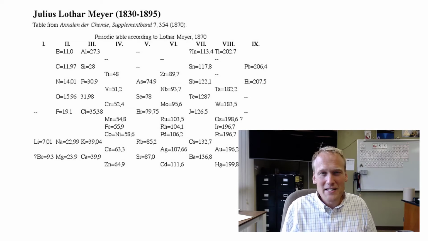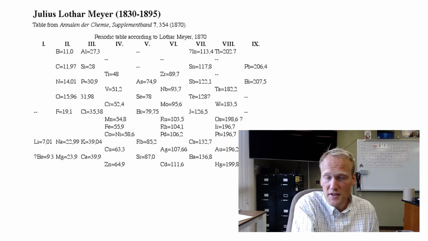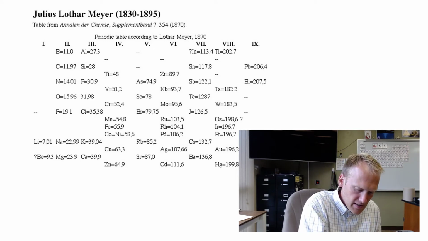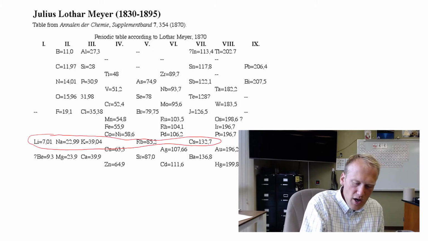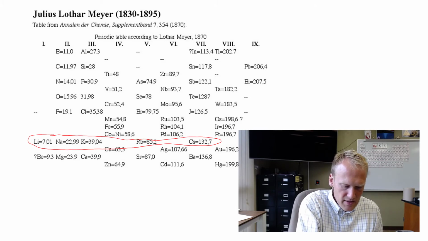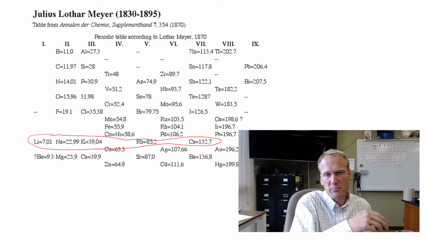It doesn't look very similar to what we have today. He's still missing things, but you will notice that they're grouped by mass and properties. You'll also notice that in his table, things worked horizontally. So if things were in the same row, that meant they had similar properties. You can see that this lithium, sodium, potassium row is the first column of our current periodic table.